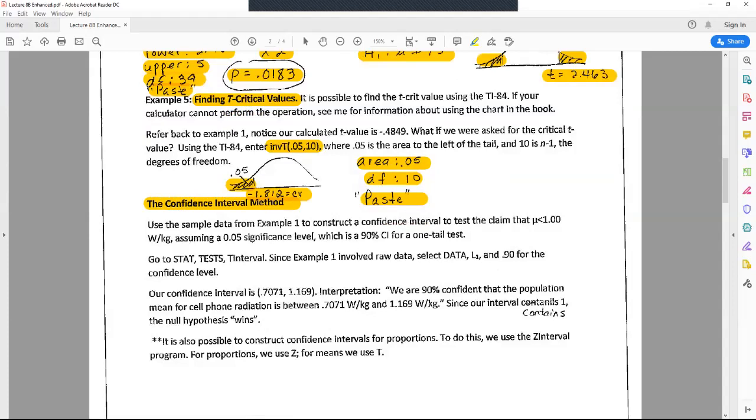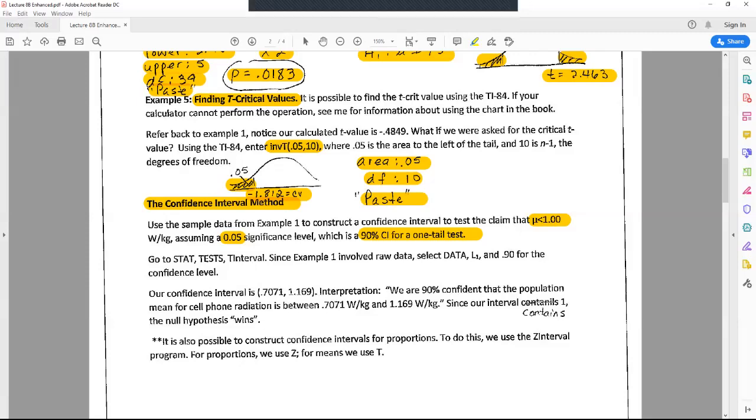So let's say that we wanted to test the claim that the average cell phone radiation is less than 1 unit. We want to use a 5% significance level, which is a 90% confidence interval for a one-tailed test, because you would have 5% in each tail, and 90% plus 5% times 2 would give you 100%.